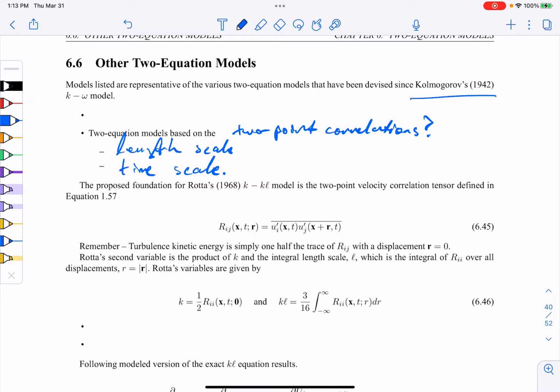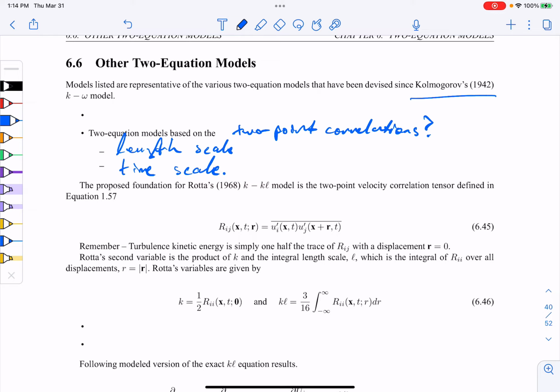And so people said, well, why don't I use this idea? Because it's something I can measure, because I can't really measure dissipation. Like, how do I measure dissipation experimentally? That's very difficult to do. And how do I measure specific dissipation, like omega? That's also very difficult to do. But I can easily measure these two quantities.